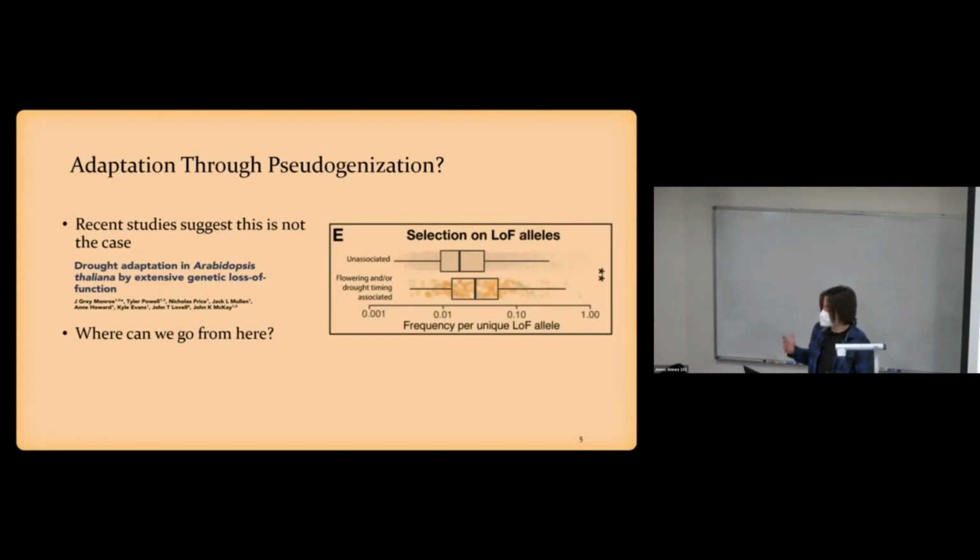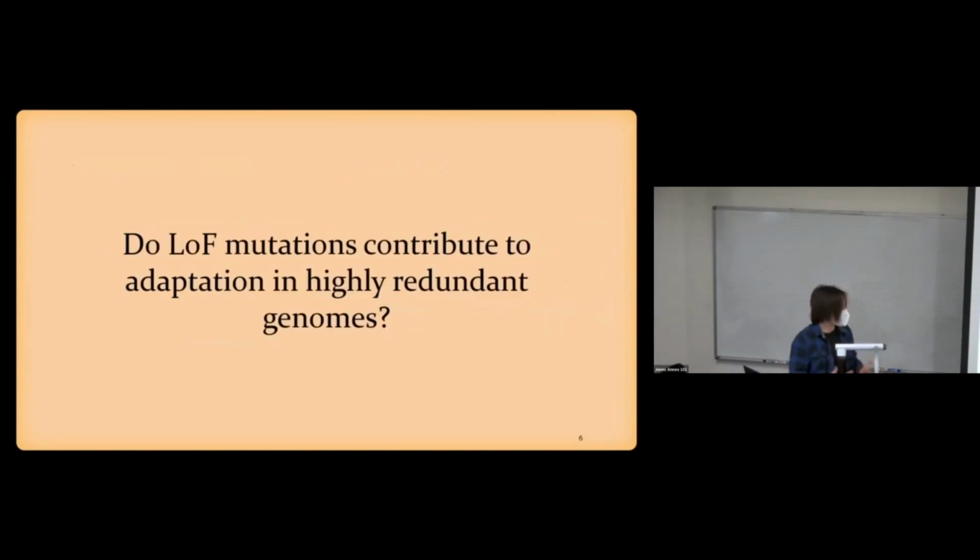In his recent paper, as seen in the figure that I pulled from it, it shows loss of function alleles at genes associated with flowering time and drought adaptation in higher frequency than those without. So this suggests that there's a positive selection for these loss of function mutations. And that's really interesting. Why is that happening? Well, that brings you to the main question for my project: do loss of function mutations contribute to adaptation of highly redundant plant genomes?